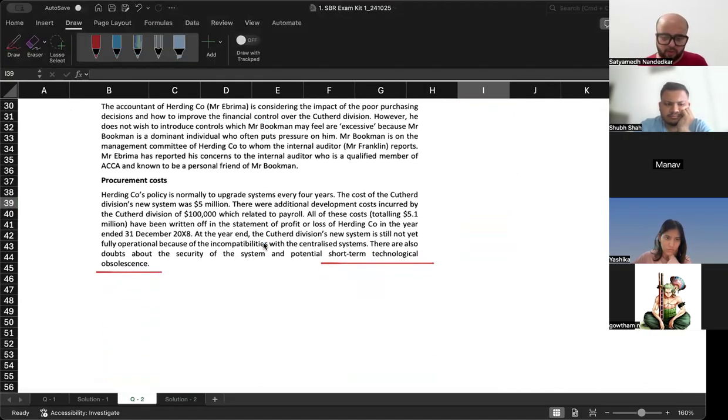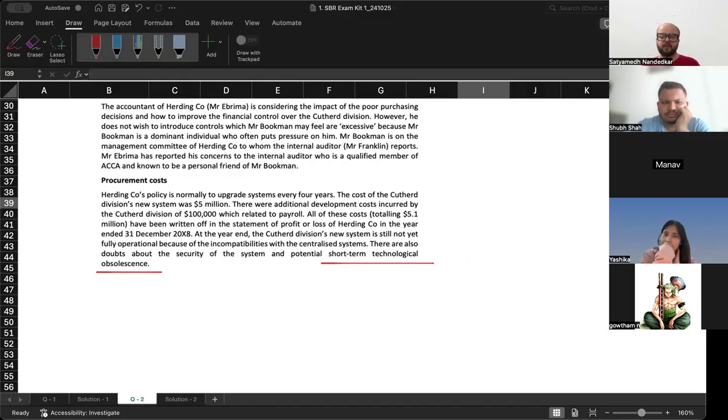मानव, ये procurement cost का पढ़ तो एक बार. Sure, sir. Harding Company's policy is normally to upgrade systems every 4 years. The cost of the Cutherd division's new system was $5 million. There were additional development costs incurred by the Cutherd division of $100,000, which related to payroll. All of these costs, totaling $5.1 million, have been written off in the statement of P&L of Harding Company in the year ended 31st December 2008. At the year end, the Cutherd division's new system is still not yet fully operational because of the incompatibilities with the centralized systems. There are also doubts about the security of the system and potential short-term technological obsolescence.